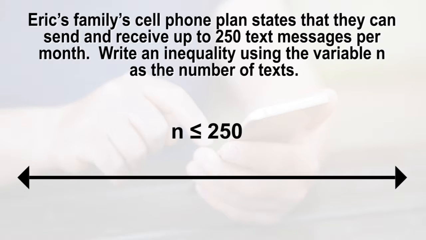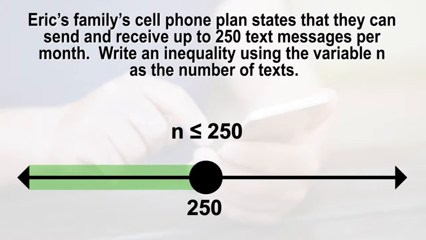Now let's represent the problem on an open number line. An open number line has arrows on either side indicating the numbers continue to infinity in both directions. In the middle of the number line, place a mark and label it 250. The inequality states the number of texts can be less than or equal to 250. This means that all the values less than 250 are included, and 250 itself is also included. To show that 250 is included, place a circle around the mark and shade it in. Shade everything smaller, or on the left side, of 250 to represent the values less than 250.